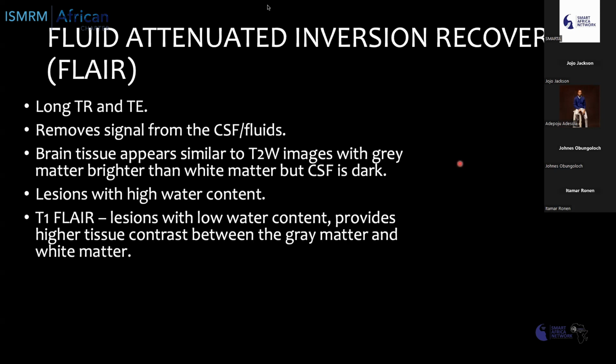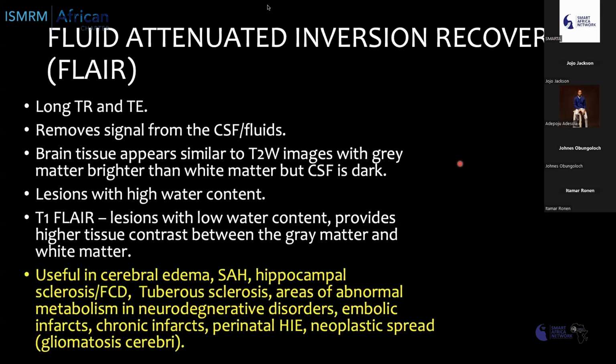What is the usefulness of having a FLAIR image? It's important in cerebral edema. If you have a subarachnoid hemorrhage, you're looking at hippocampal sclerosis, tuberous sclerosis, cortical hematomas, the areas of abnormal metabolism in neurodegenerative disorders, embolic infarcts, chronic infarcts, perinatal hypoxic-ischemic encephalopathy, and neoplastic spreads like gliomatosis cerebri.